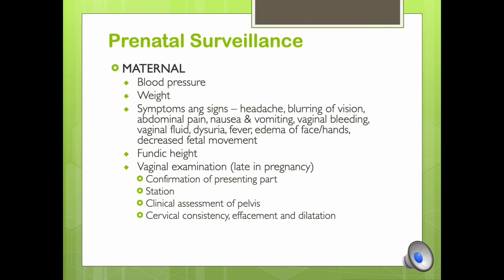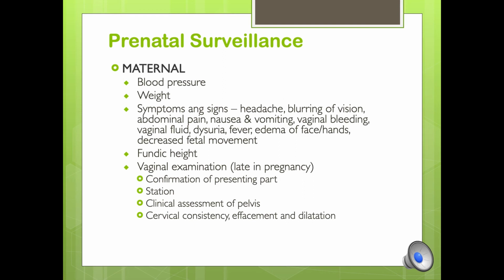Maternal monitoring includes getting blood pressure and weight every consult, and this is compared with their previous measurements. The mother is asked for signs and symptoms, especially the 10 danger signs of pregnancy, which are headache, blurring of vision, abdominal pain, nausea and vomiting, vaginal bleeding, vaginal fluid or watery vaginal discharge, dysuria, fever, edema of the face and the hands, and decreased fetal movement.